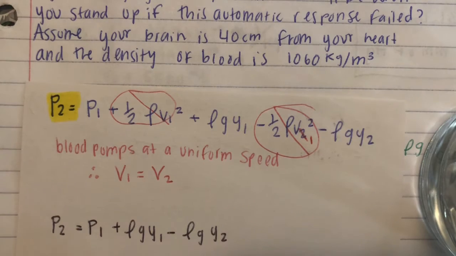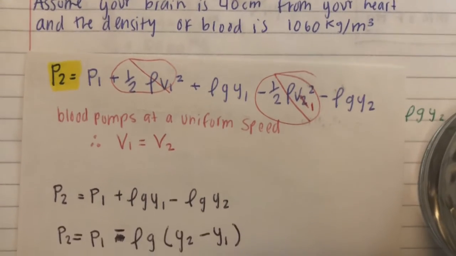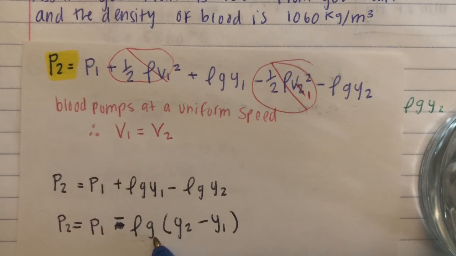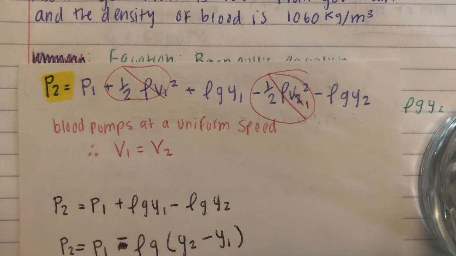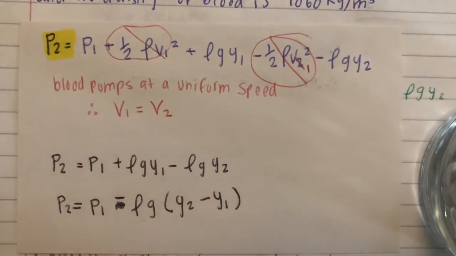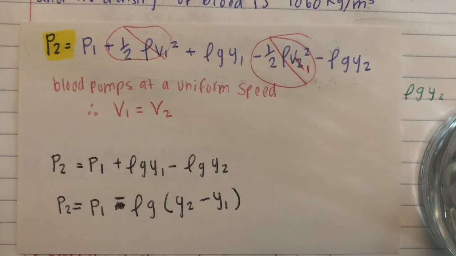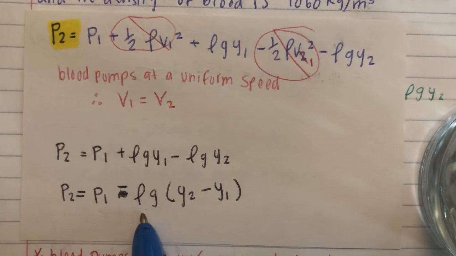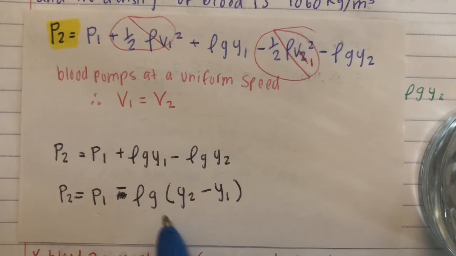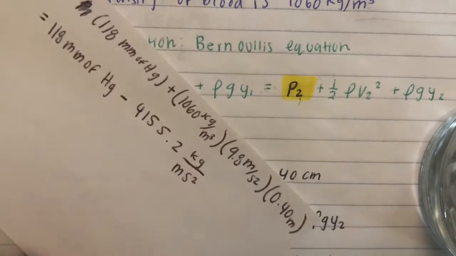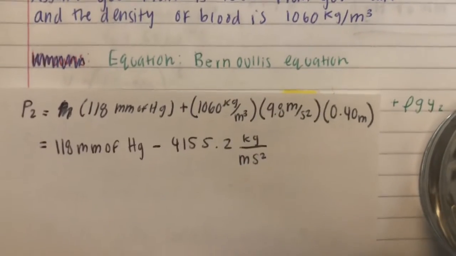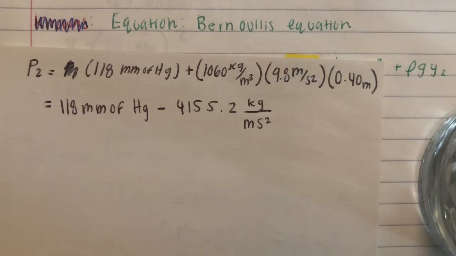All right, and then I'm just going to take out the density of blood and the gravitational constant. So we're left with this equation, and this is our distance. We know our distance is 40 centimeters, and we're just going to convert it to meters. We know our blood pressure, the density of blood, the gravitational constant, and the distance. So when we plug everything in, this is what we're left with, and once you solve it, you are left with this.